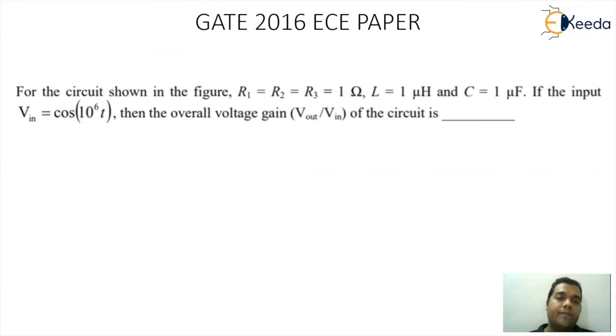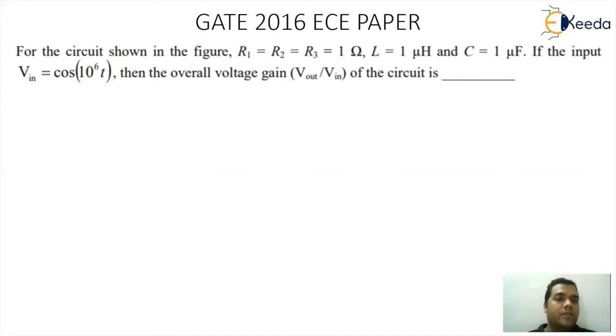This is from the GATE 2016 EC paper. Let's have a look at the question. The question is, for the circuitry shown in the figure, R1 equal to R2 equal to R3 equal to 1 ohm, inductor L is 1 microhenry and capacitor C is 1 microfarad. The input voltage Vin is cos of 10 raised to 6 t. Then the overall voltage gain Vout by Vin of the circuitry is.